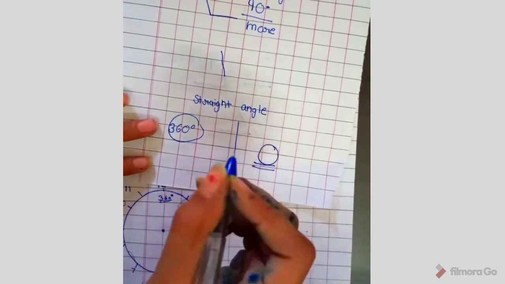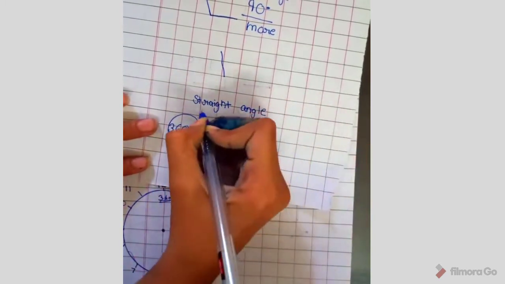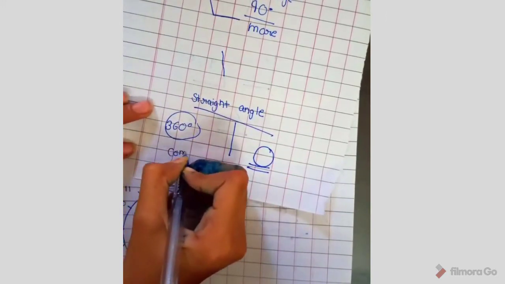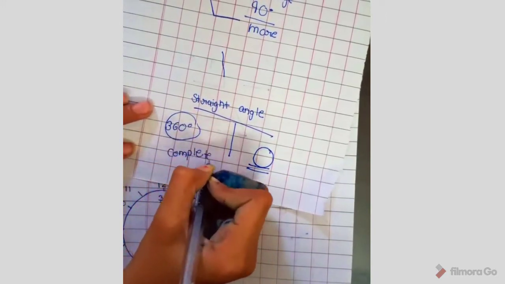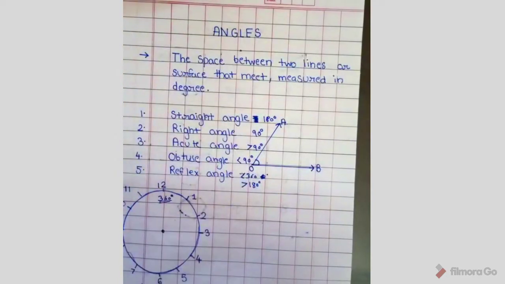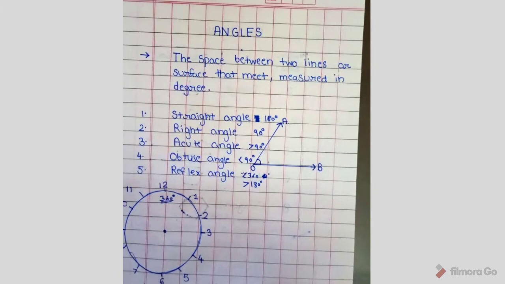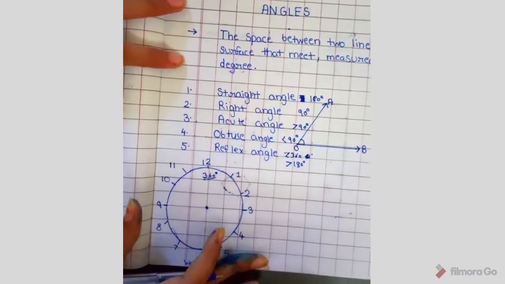So the angles that are more than a straight angle but less than a complete angle are known as reflex angles. Okay. Now we will learn the concept in more detail.